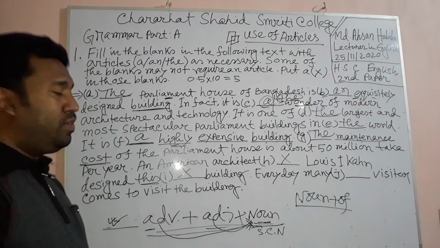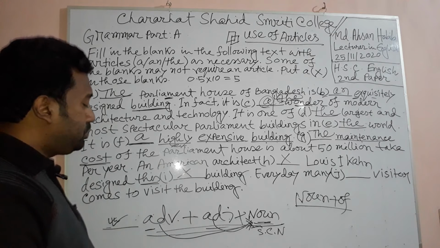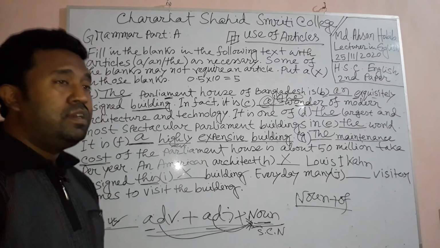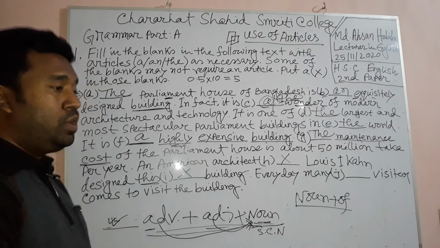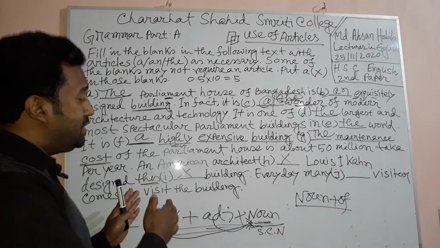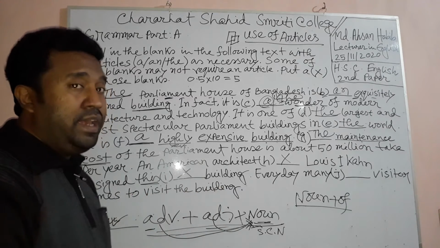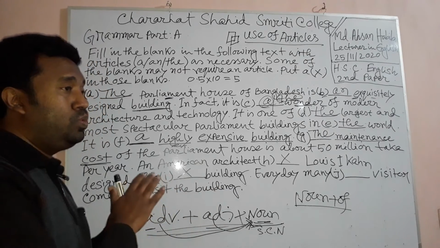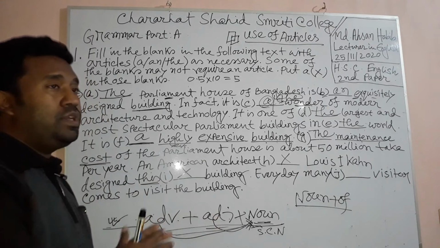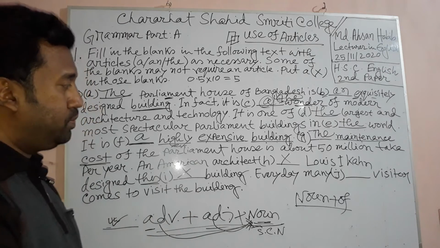What kind of word is this? You have to remember, this is a demonstrative. Like this, that, these, those are demonstratives. If you find these 4 words in front of any noun, you have to remember that we need not put any article. So the answer is cross.